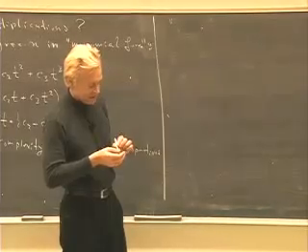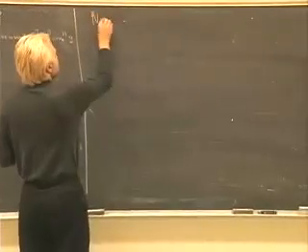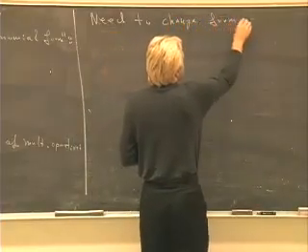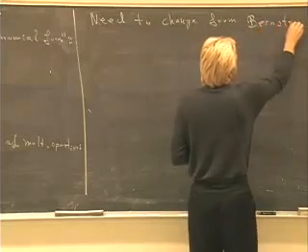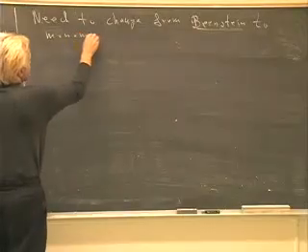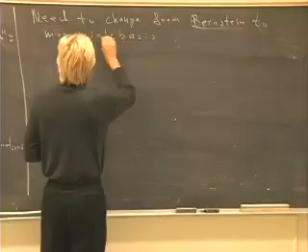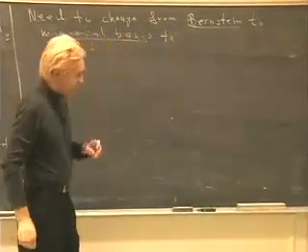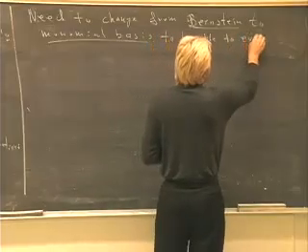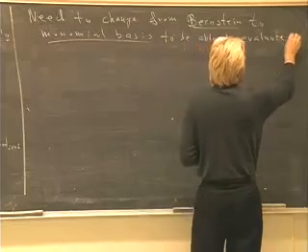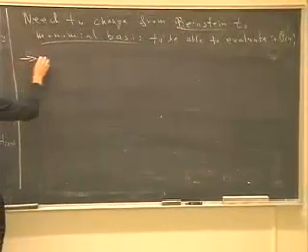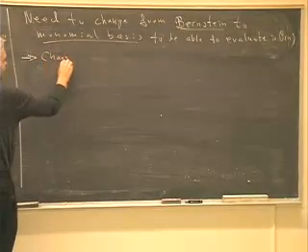The basic principle that we need is change of basis. We need to change basis from the Bernstein basis to the monomial basis, to be able to evaluate in order n time, I just say O(n), okay? So, change of basis. And I just do an example again.